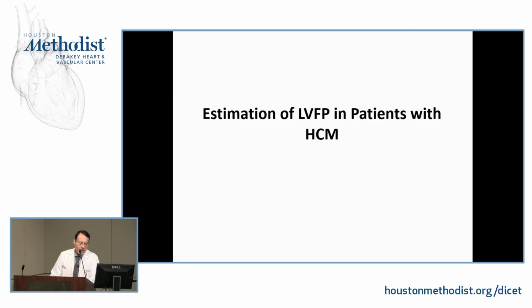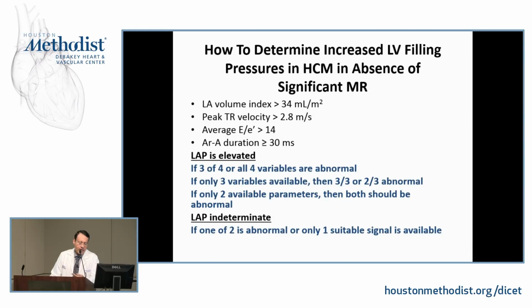Hypertrophic cardiomyopathy, another challenging group of patients. You can look at LA volume index, peak TR velocity, average E to E prime, and pulmonary vein atrial velocity signal. If a patient does not have significant MR and HCM, you just look at the preponderance, and if all of them are abnormal or 3 or 4 are abnormal, then you conclude filling pressures are elevated. If not, then we're looking at a normal LAP likely.